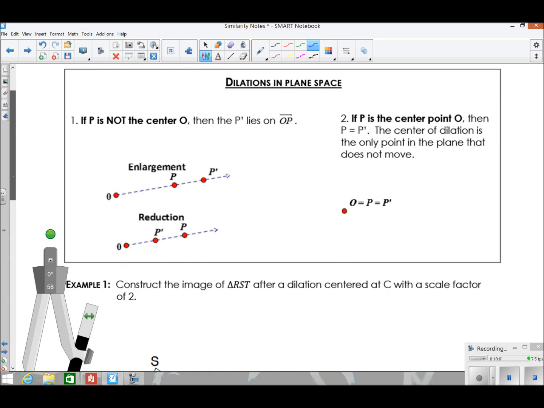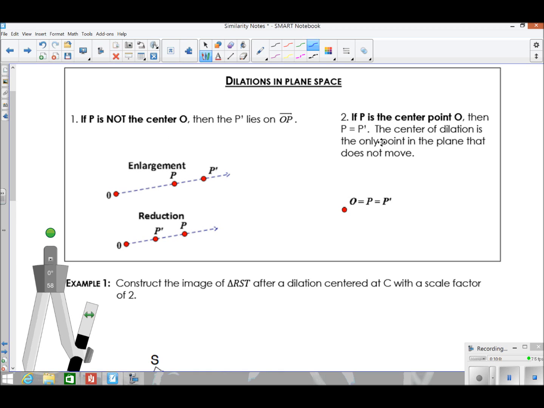So again, dilations in plane space. One other thing to make note of here is that center. If you look here, that center, in this case point O, is the center of dilation. If we're dilating some point, like in this case P, and it's an enlargement, notice that P prime is still on that same line or ray that you draw through the center and your pre-image and your image. Same thing with this. If you're doing a reduction, all of these points are collinear. Collinear means they're all on the same line.